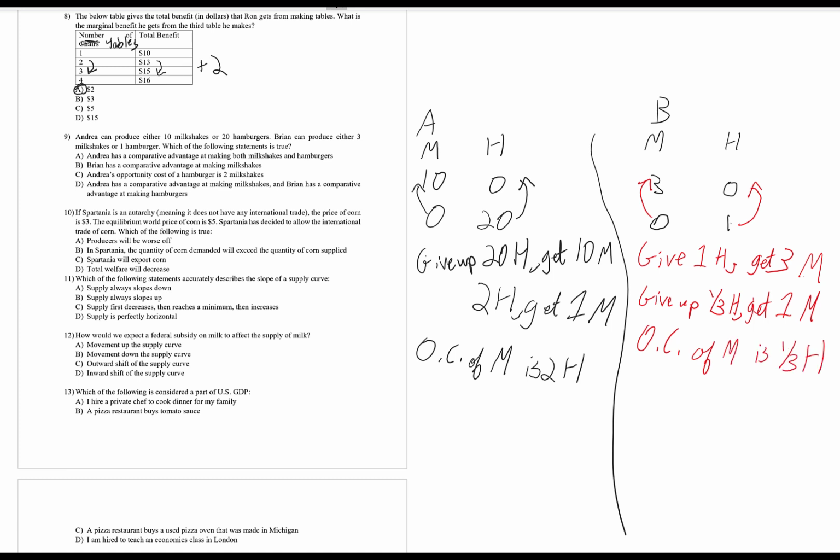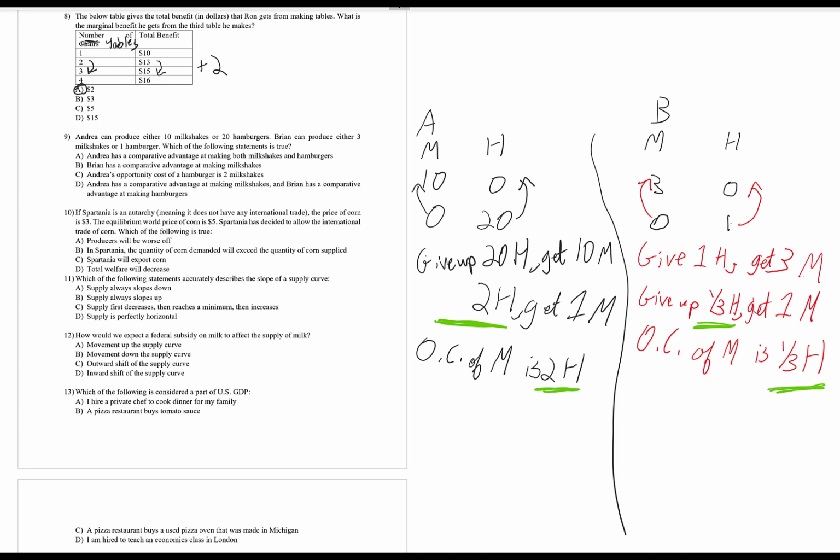So how do we get these opportunity costs? One thing to remember is that the opportunity cost of something is what you have to give up to get it. So for Andrea, she has to give up a fraction of a hamburger to get a milkshake, and for Brian, he has to give up 1/3 of a hamburger to get a milkshake. So for him, the opportunity cost of a milkshake is 1/3 of a hamburger.